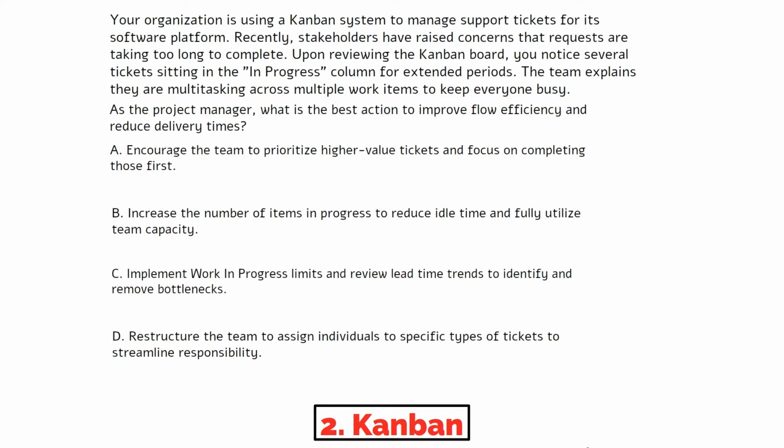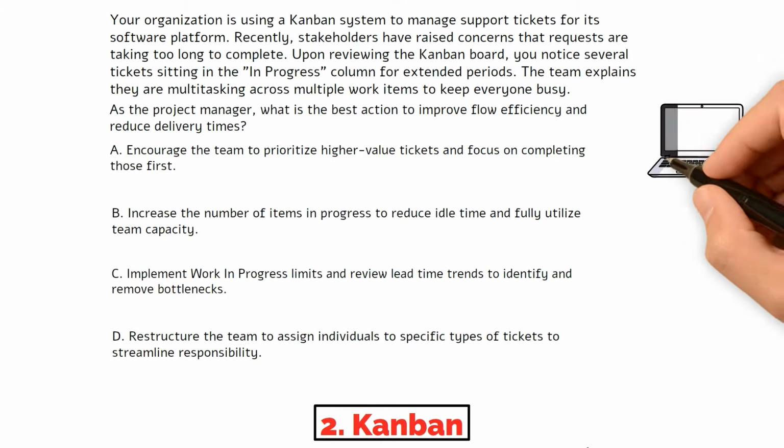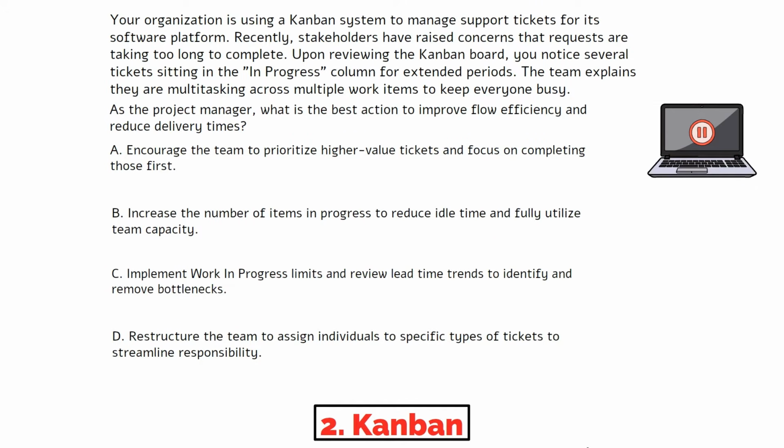A. Encourage the team to prioritize higher value tickets and focus on completing those first. B. Increase the number of items in progress to reduce idle time and fully utilize team capacity. C. Implement work-in-progress limits and review lead time trends to identify and remove bottlenecks. D. Restructure the team to assign individuals to specific types of tickets to streamline responsibility. You can pause the video here if you need more time.